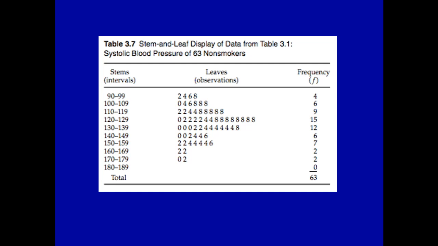Here is an example of a stem and leaf display showing systolic blood pressure of 63 non-smokers. On the left is the list of stems or intervals. In the middle are the leaves, which are the observations. And on the very far right is the frequency, or total number of leaves in that interval.